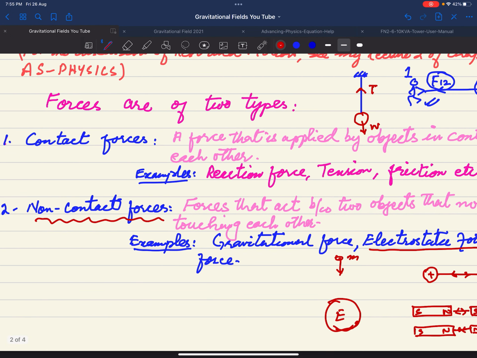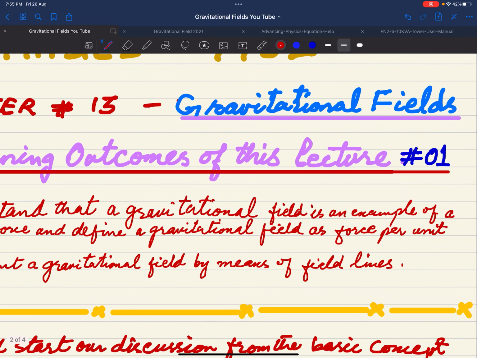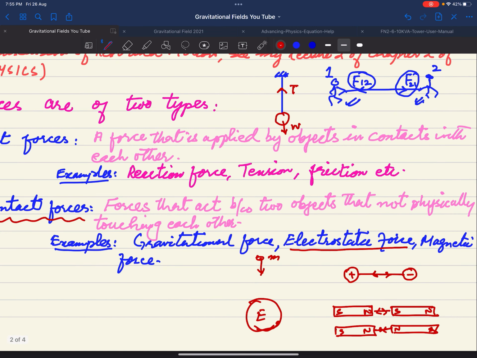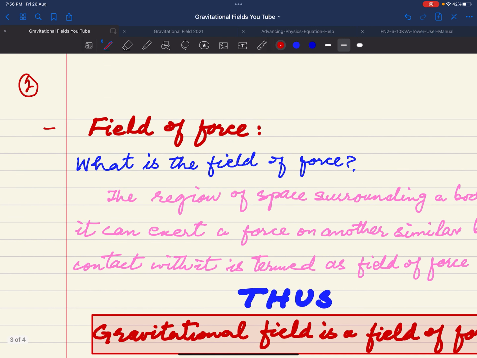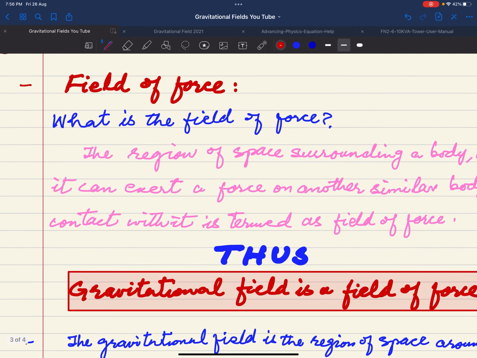Here, as you know, the chapter we are dealing with is gravitational fields. So our focus will be on the gravitational force. This is very important to know, that the gravitational force is a non-contact force. As we are discussing non-contact forces, we have a new concept: the field of force.